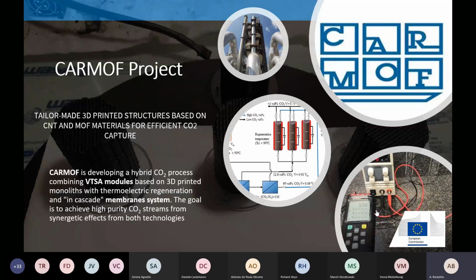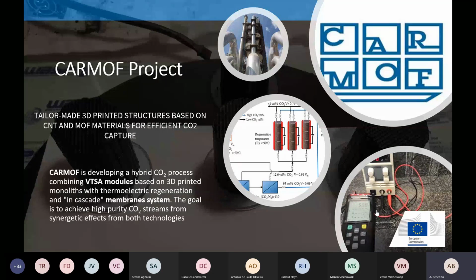Basically, in the Carmos project, we work in the membrane units with commercial membranes, but the greatest scientific and technological innovation lies in the VTSA unit, because we are working on very innovative 3D print monoliths composed of solid sorbents, a complex combination of different solid sorbents, able to make 3D print structures. Another important issue of the Carmos project is the regeneration of the CO2 captured by this VTSA unit, which will be carried out through a thermoelectric heating process, usually known as the Joule effect.